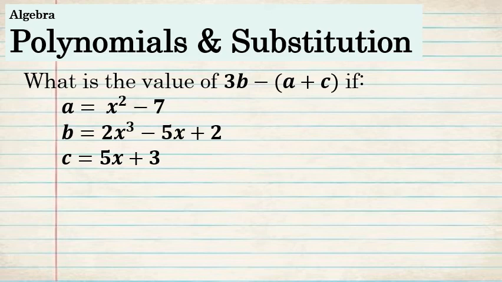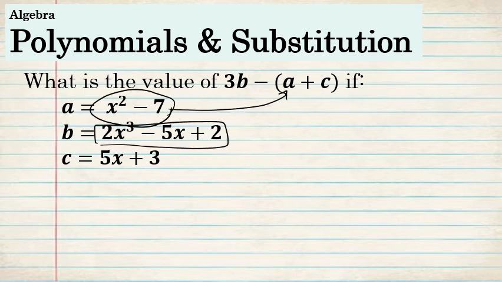In this problem, we're being asked to find the value of the expression 3b minus a plus c given an expression for a, b, and c. This is simply a substitution problem where we will substitute the occurrence of a with the expression x squared minus 7. For b, we'll substitute the expression 2x to the third minus 5x plus 2. And the occurrence of c will be replaced with 5x plus 3.